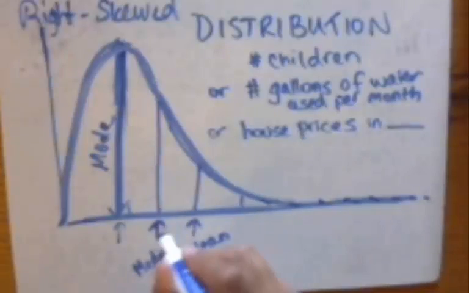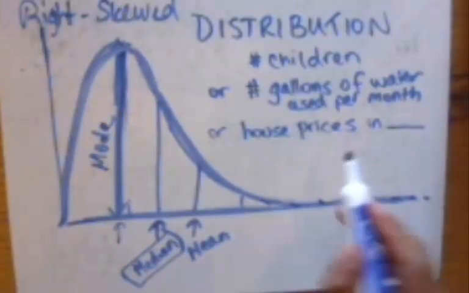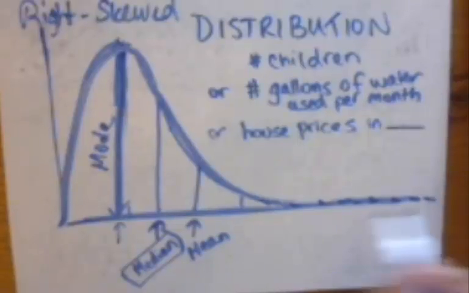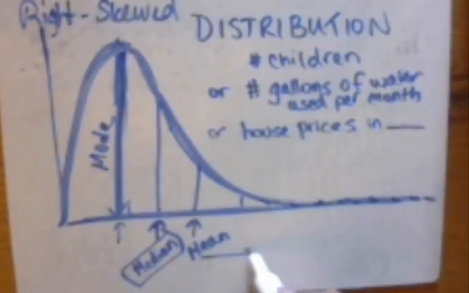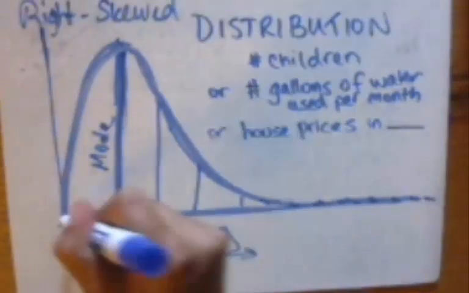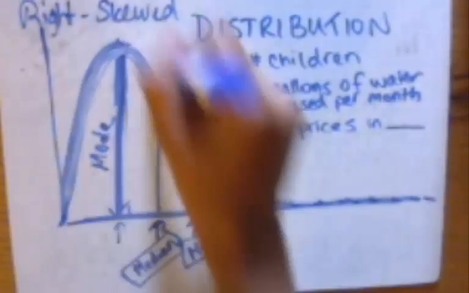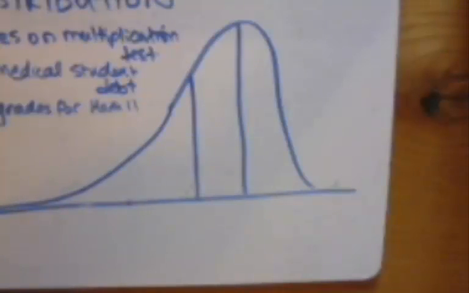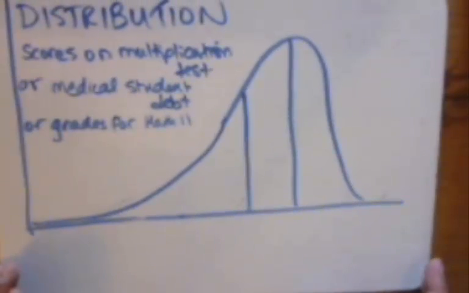variable that a lot of people use the median for, and that's because if you have multi-million-dollar houses up here, it really pulls the mean up, whereas most of the houses may be right around here.